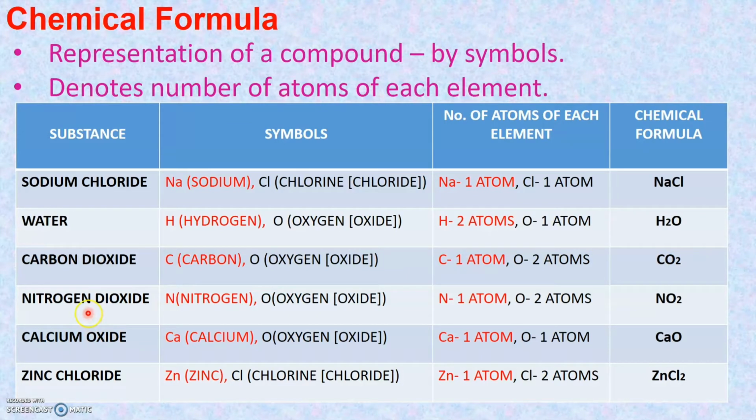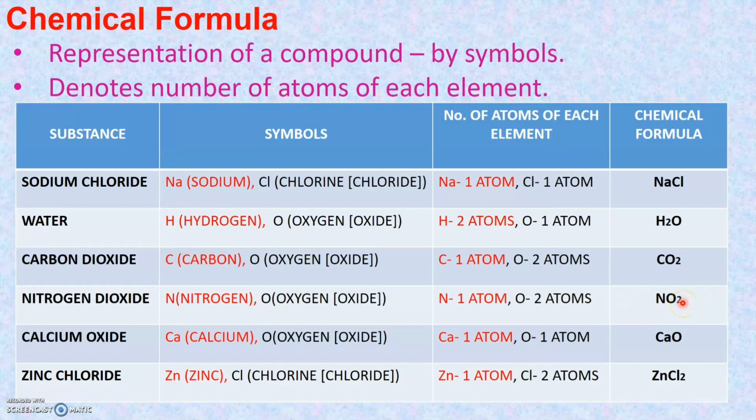The chemical formula of the compound nitrogen dioxide is NO2. Two different elements, that is nitrogen and oxygen, combine together in order to form the compound nitrogen dioxide with the chemical formula NO2. And here we see that one atom of nitrogen combines with two atoms of oxygen in order to form the chemical compound NO2. And the number of atoms of oxygen, since it is equal to 2, we write it as a subscript next to oxygen.